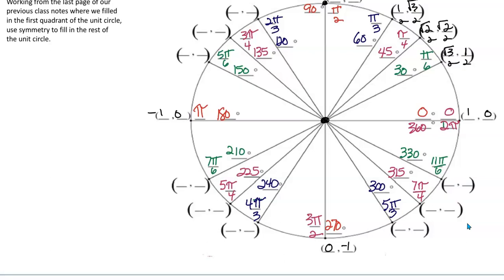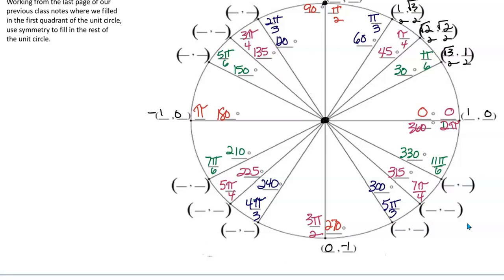Okay, when I give you a unit circle to work on, or to work with, it's going to look like this. This is what you're going to be given. Just for our exercise in symmetry, I'm going to fill in the rest of this, and I'll show you how I'm doing it, so that you can just use the first quadrant and not have to have all the rest filled in. So I'll show you why.